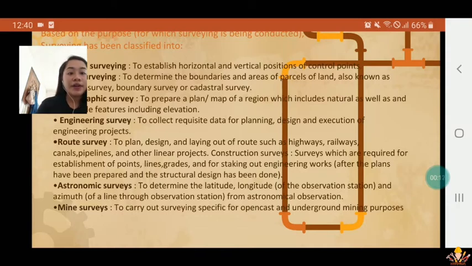We also have construction surveys, which are required for establishment of points, lines, grades, and for staking out engineering works after the plans have been prepared and the structural design has been done. We also have astronomic surveys to determine the latitude, longitude of the observation station, and the azimuth of a line through observation station from astronomical observation. We also have mine surveys, which is to carry out surveying specific for open cast and underground mining purposes.